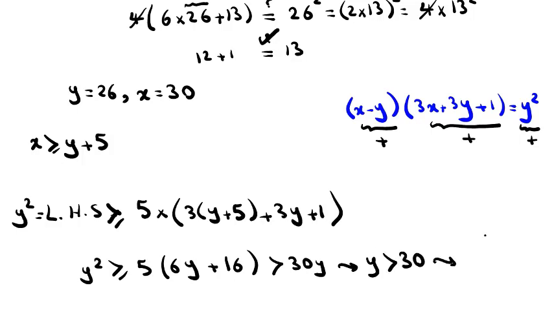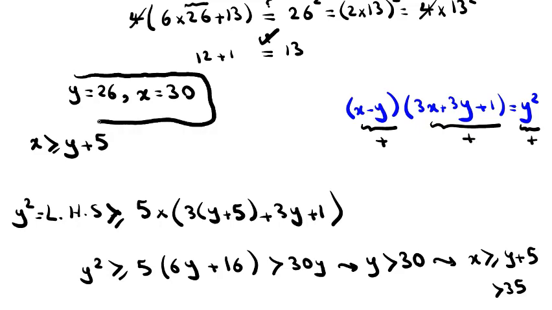So x is greater than or equal to y plus 5. So x is greater than or equal to 35, or because we can say greater than or equal to y plus 5, and y is strictly greater than 30, plus 5, 35. So because the problem says find minimum x, we've proved that the minimum answer here is when x equals 30.